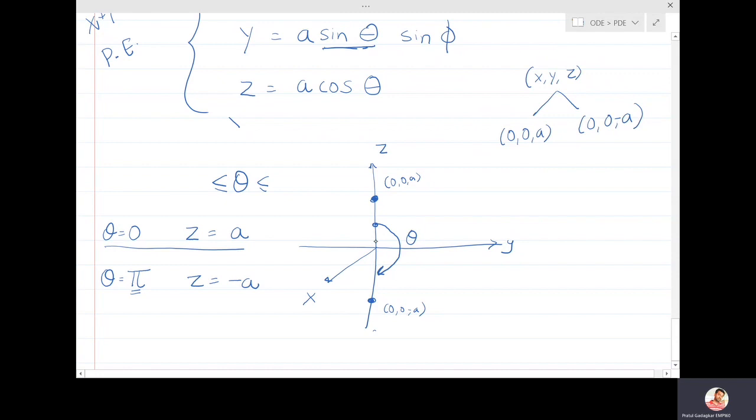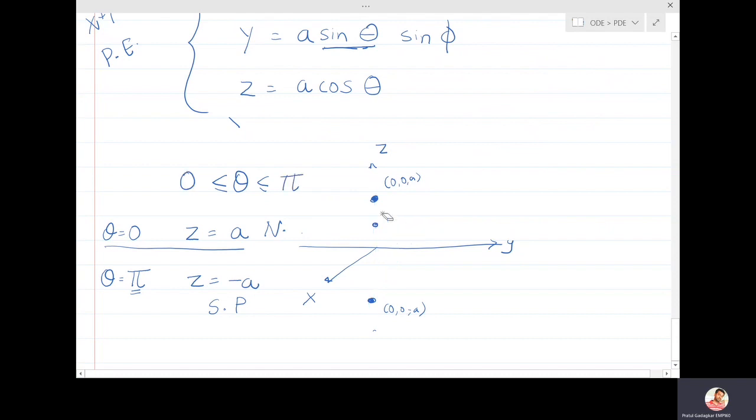Theta is 0 here, and as I vary the angle from theta 0 to pi, the points on the sphere will go down, and so at theta equal to 0 you will get the north pole, and when theta is equal to pi you will get the south pole. So this is how the angle theta varies from what point to what point. Theta varies from 0 to pi.